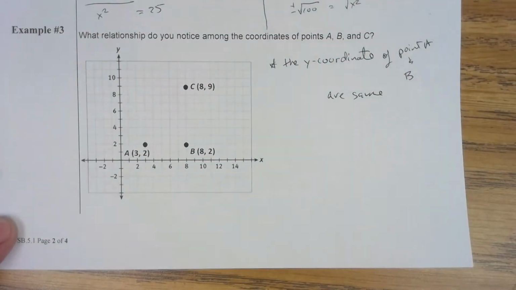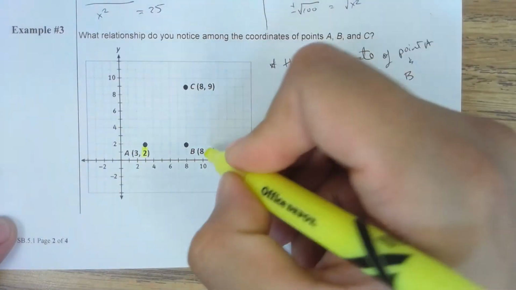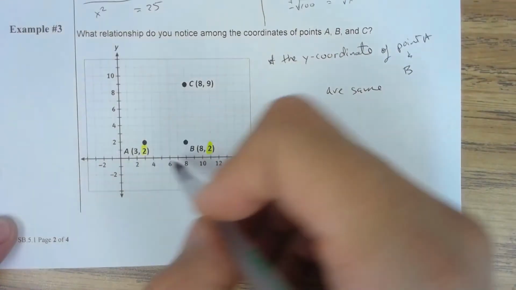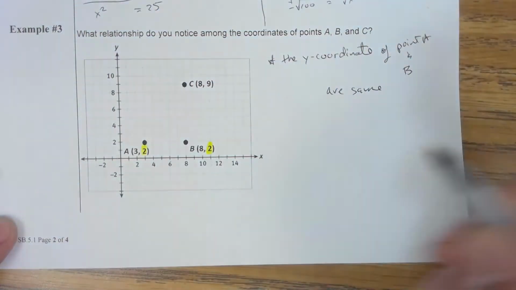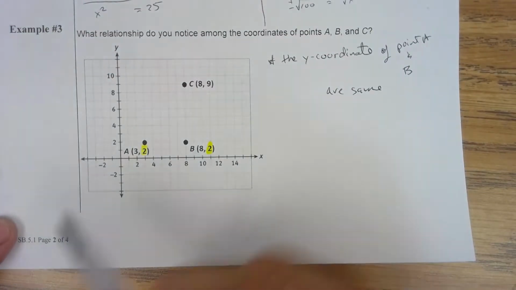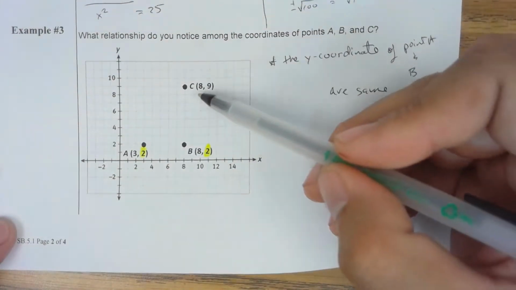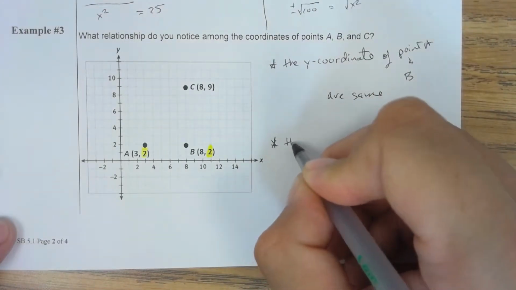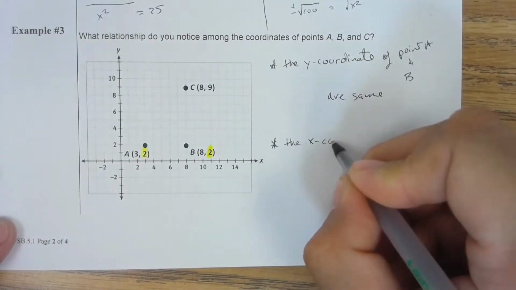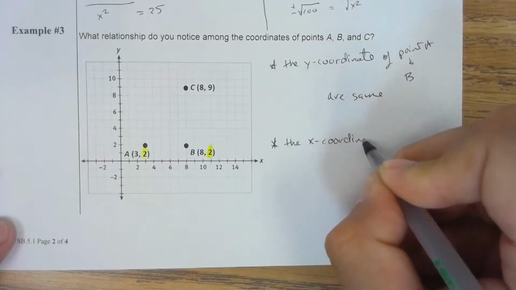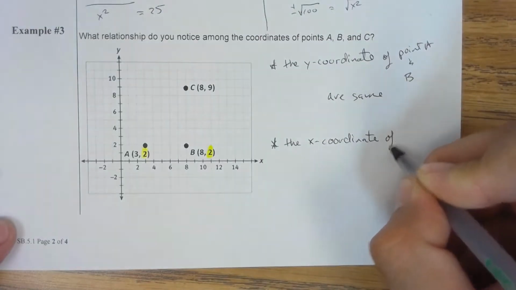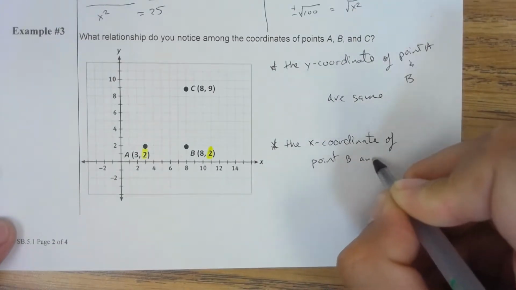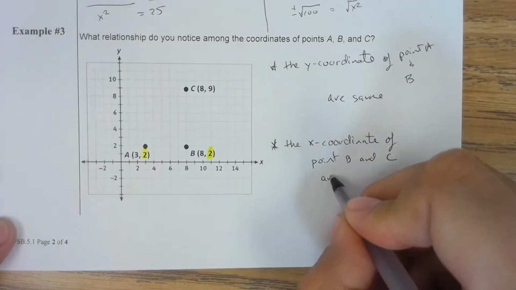So again, you can notice right here, this has 2 and this has 2. If you look at this, it's going to be a right triangle, but just notice these two are the same. If you look at B and C here, notice that they both have 8 here. So we notice that the x coordinates of points B and C are all the same.